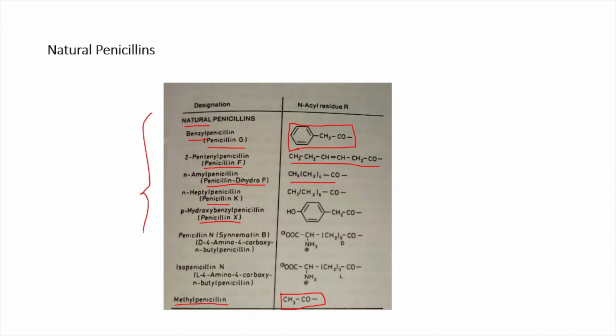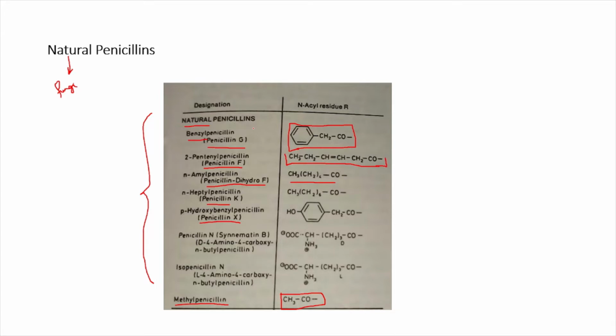Why natural penicillins? Because they are produced naturally within the body of the fungi. So these are all natural penicillins, and if you add a particular side chain precursor, suppose I want to synthesize the natural penicillin methyl penicillin, what will I do? In the media, I will add the side chain precursor CH3CO, and if I add them, I will get methyl penicillin. Suppose I want to get penicillin F, then I will add this particular side chain precursor. So I will get penicillin F.